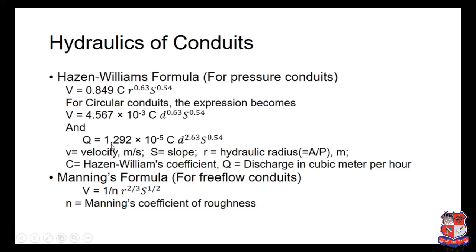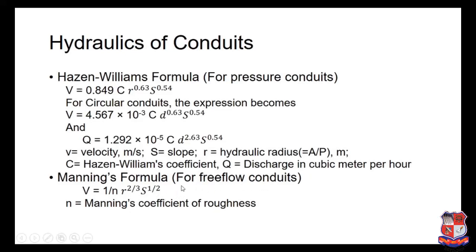And Q is equal to 1.292 into 10 raised to minus 5 C into D raised to 2.63 into S raised to 0.54, where V is velocity in meter per second, S is slope, R is hydraulic radius, which is A by P. So for circular conduits, this hydraulic radius or R will be D by 4. C is Hazen-Williams coefficient and Q is discharge.